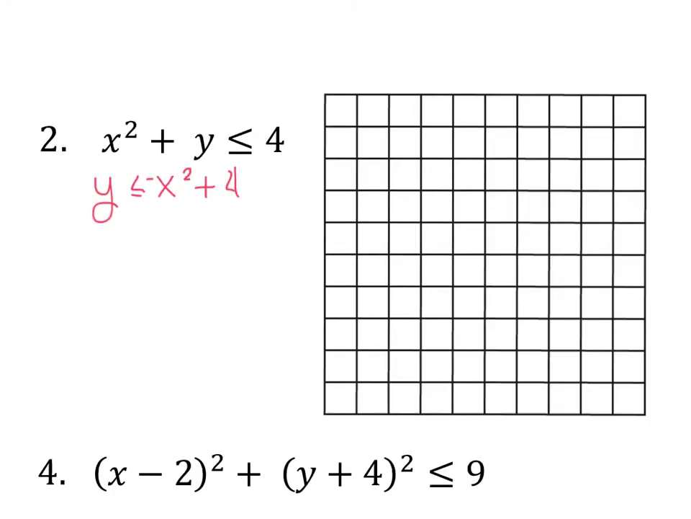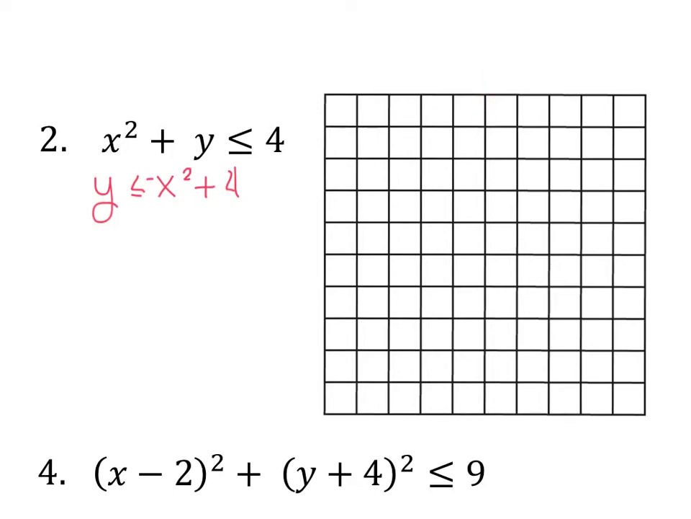So if we're looking at this problem, I know it's been reflected over the x-axis and that I shifted my graph up 4 units. So let's go ahead and indicate that. And because this is less than or equal to, I know that the parabola, it's not going to be a dashed curve, but a solid curve, right?